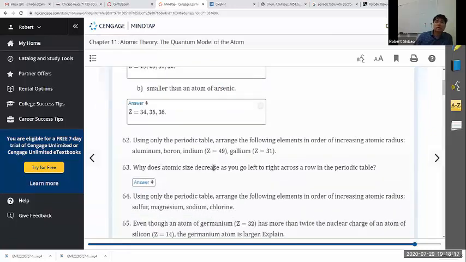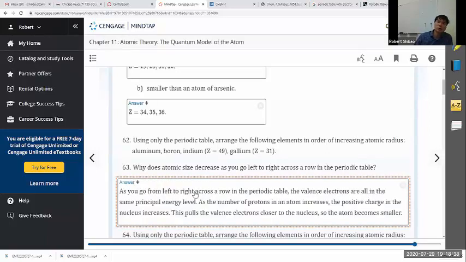Why does atomic size decrease as you go left to right across a row? It decreases because you're adding more protons to the nucleus, and it's the same shell. So you're not adding any shell. So more protons, you're going to have like that tractor beam effect. We call it Z effective in Chem 1A and 1B.